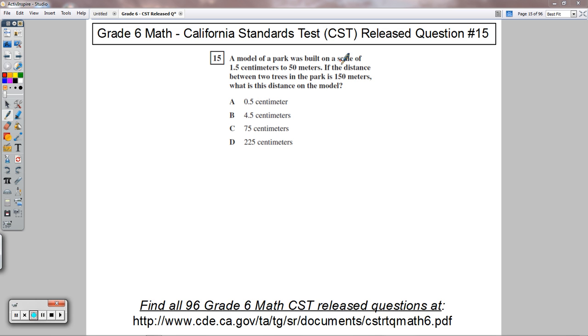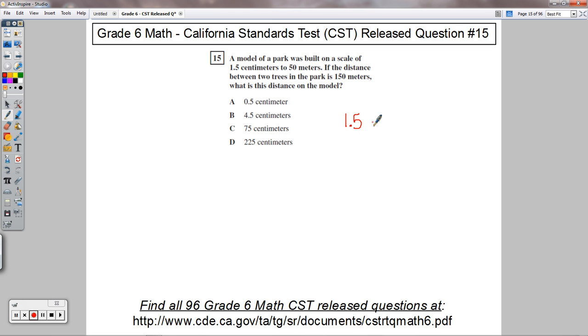Time for question 15. This one says a model of a park was built on a scale of 1.5 centimeters to 50 meters. If the distance between two trees in the park is 150 meters, what is the distance on the model? Another proportion question. So we keep practicing that. A very important idea in mathematics, being able to set up and solve proportions.